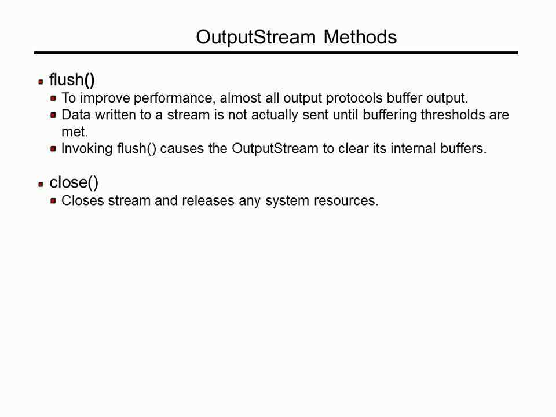Then the flush method. It improves performance. Almost all the output protocols buffer the output. So the flush is just to push the data onto the actual destination. So data written to the stream is not actually sent until the buffering threshold is met. So you just pile it up. When it's full, then we send it. We come back, you keep writing. When it's full, then we send it. So when it's not full, but you want to send it, that's why you have to flush it by force.